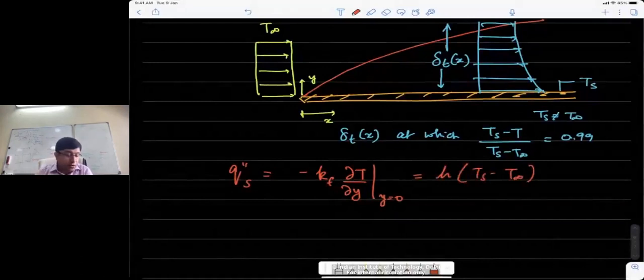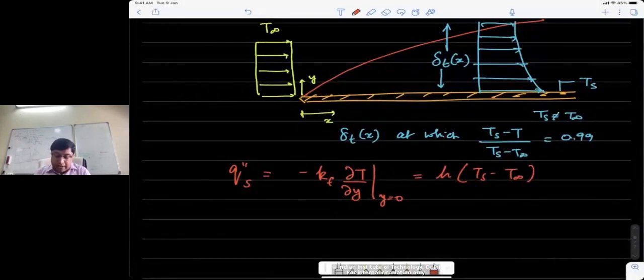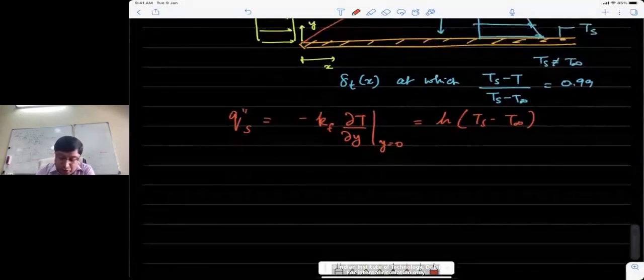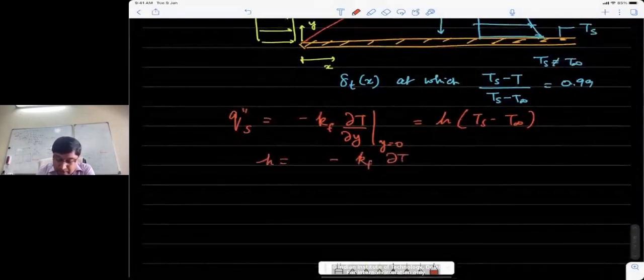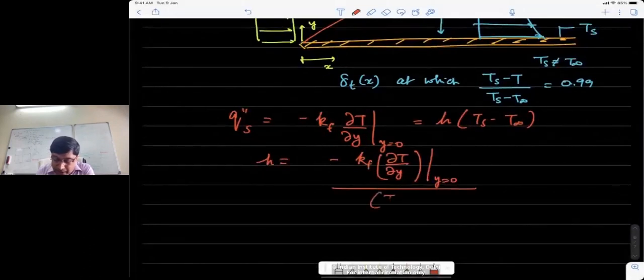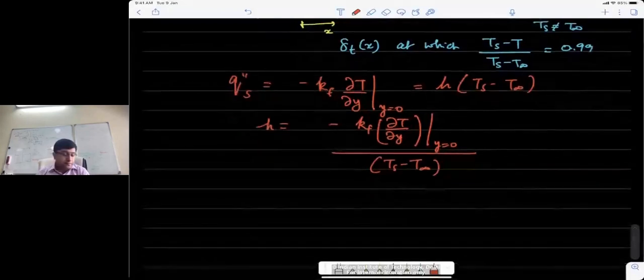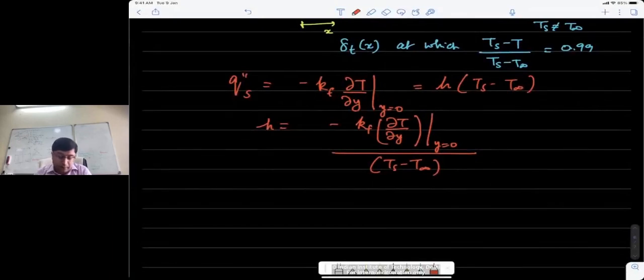Newton's law of cooling is something that we have already introduced earlier. So the definition of h, or the heat transfer coefficient, and please note this is very important, is the ratio of these two quantities: the conductive flux, that is the flux at the surface at y=0, by the temperature difference across the boundary layer.